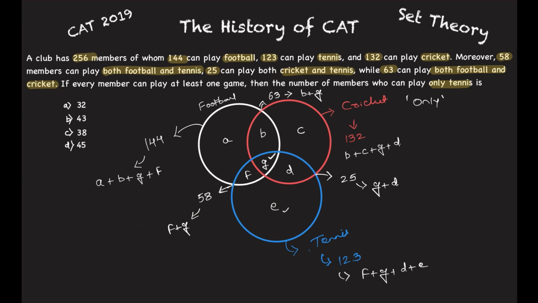If I take this 144, what am I doing? I am doing A plus B plus G plus F. So you add this, right? Okay, then if I take 132, what am I doing? B plus C plus G plus D. Okay, then if I take 123, what am I doing here? F plus G plus D plus E.